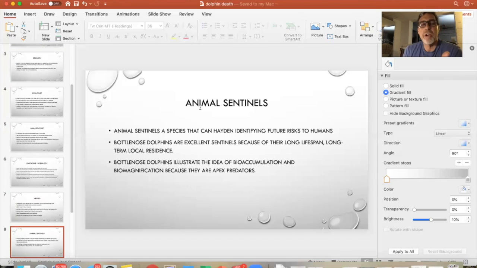As we think about this project, just know that we consider dolphins animal sentinels. They are good sentinels for these different reasons, which you can read on your own. They do bioaccumulate. They tend to stay in one area for a long time, so they accumulate toxins from that environment. They also live pretty long. I'm not sure exactly how long they live, but I think it's like 30 years or something. So a pretty good long time.